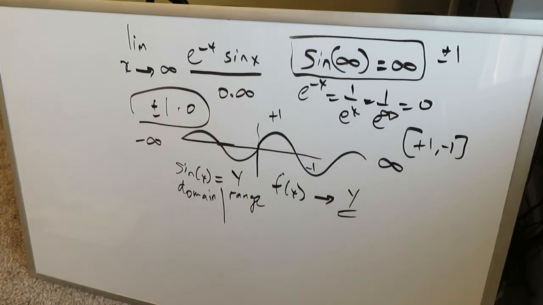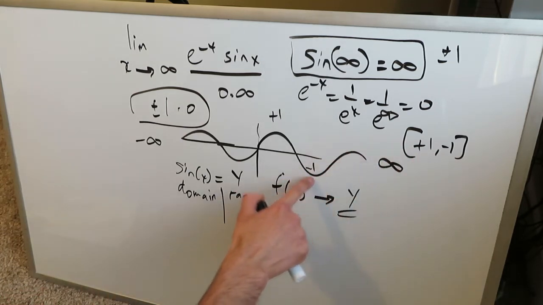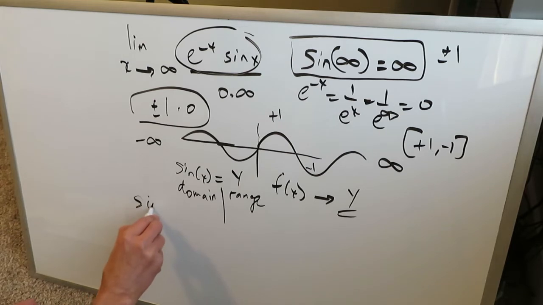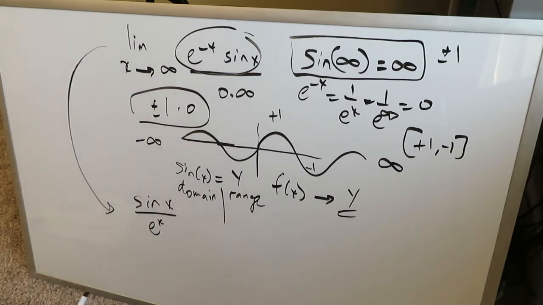So don't make that mistake that sine of infinity is equal to infinity. It isn't. Sine of infinity could be any value between minus 1 and 1, depending on where you ended up being on your curve. How you should view this question over here is this. Look at it as sine x divided by e to the x, because e to the minus x means reciprocal. So this is one of those situations where L'Hopital's rule should not be viewed as being your means for answering this question.